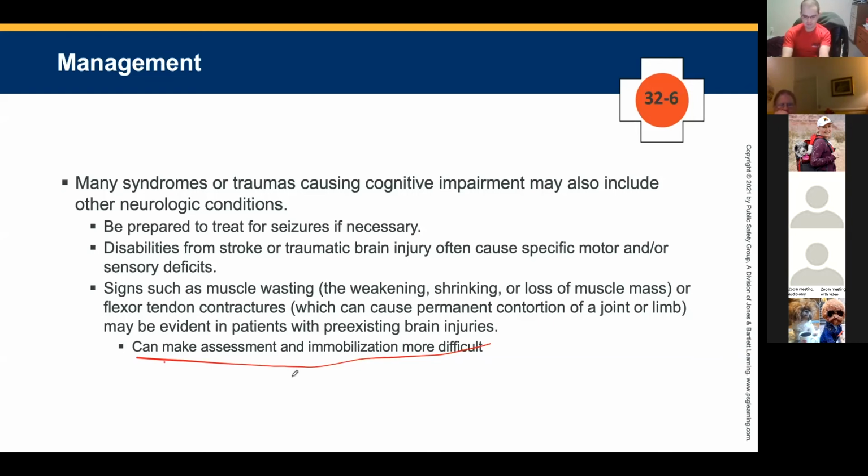It might be hard to assess joint issues because if they're contracting, you need them to kind of relax to be able to test joint movement. Absolutely.